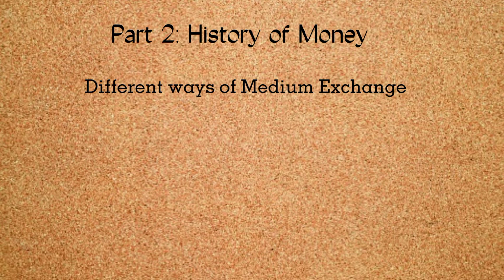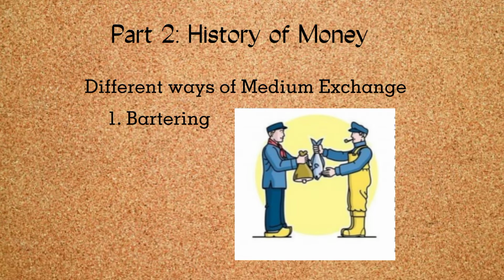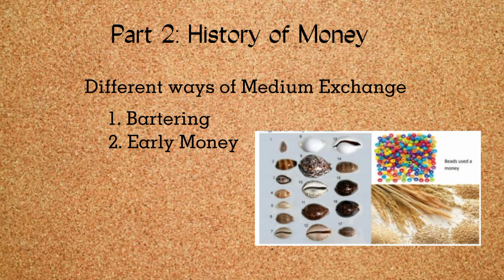Part 2: History of Money. In this lesson, I learned the different forms of medium of exchange. First, bartering was practiced by Filipinos before colonialism. However, it was still taking place even in the 1980s in some areas in the Philippines. The early money was the second form of exchange. It is a form of different items used as money.